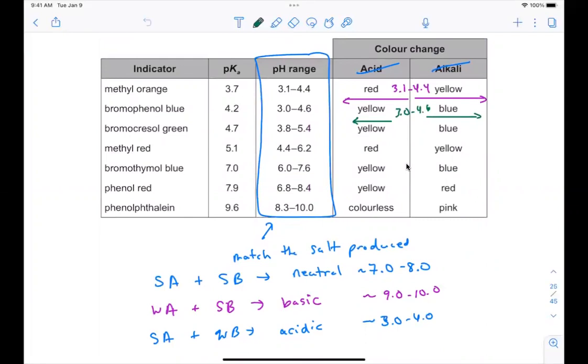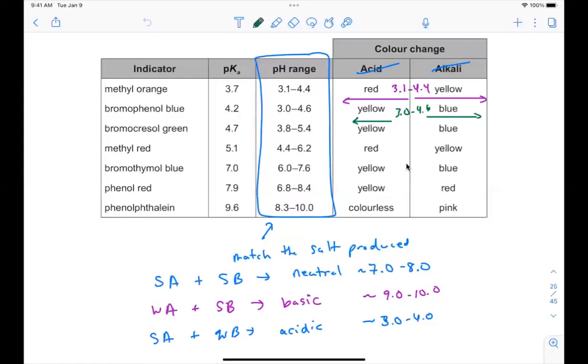Don't let the words acidic and alkali fool you, because what they mean is acidic or alkali relative to this. So for example, in methyl orange, 3.1 to 4.4 is right here. So acidic is less than 3.1, not less than 7. And alkali is more than 4.4. And if you're somewhere in between 3.1 and 4.4, what color do you expect to see? Orange, a mixture of the two colors.